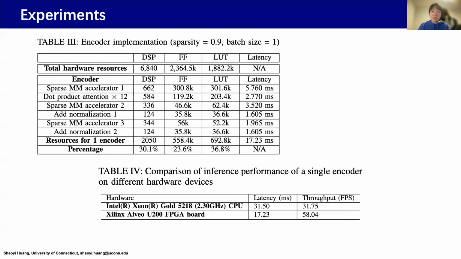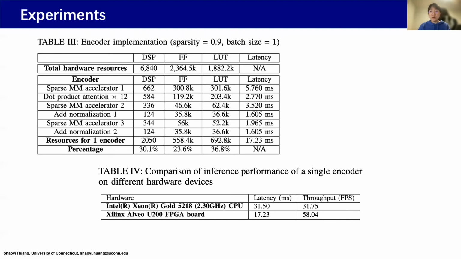In our experiments, we observed that a single encoder occupies 2050, 550.4K, and 692.8K resources for DSP, FF, and LUT respectively, as shown in Table 3.